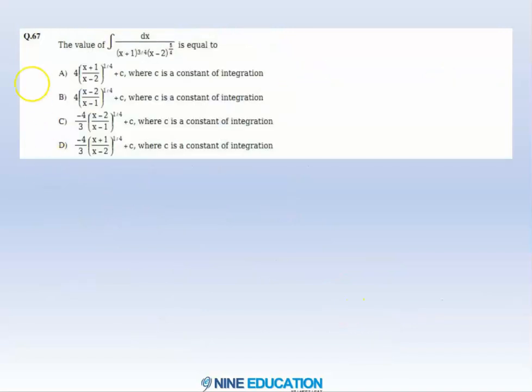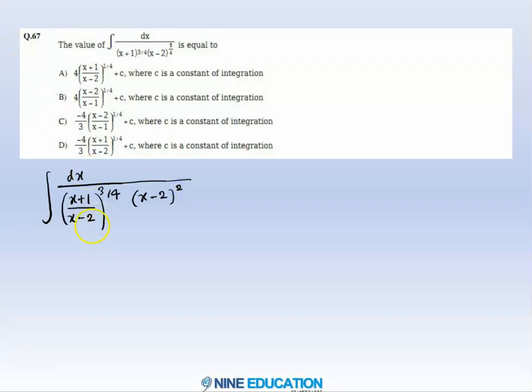67, we have integral of dx divided by x plus 1 to the power 3 by 4 into x minus 2 power 5 by 4. Same integral we can express like this: dx by x plus 1 divided by x minus 2 to the power 3 by 4. But since we have written x minus 2 in the denominator of x plus 1, we have to balance that thing, and for that I need to multiply with x minus 2 power 3 by 4. Already x minus 2 power 5 by 4 is in the question, so 5 by 4 and 3 by 4 will add up and give 2. So I can write x minus 2 whole square.